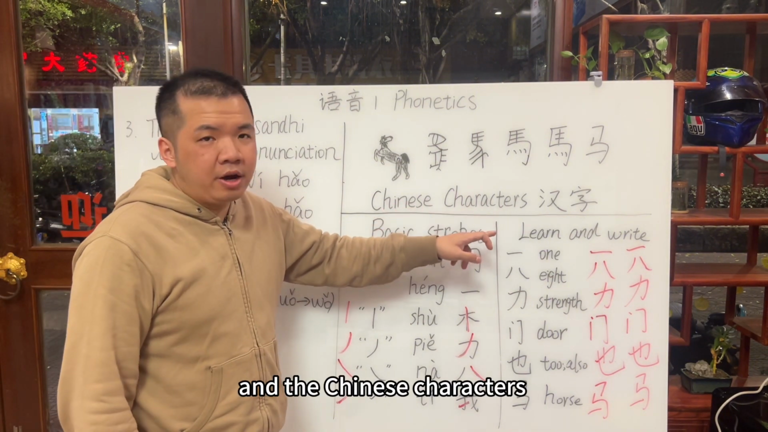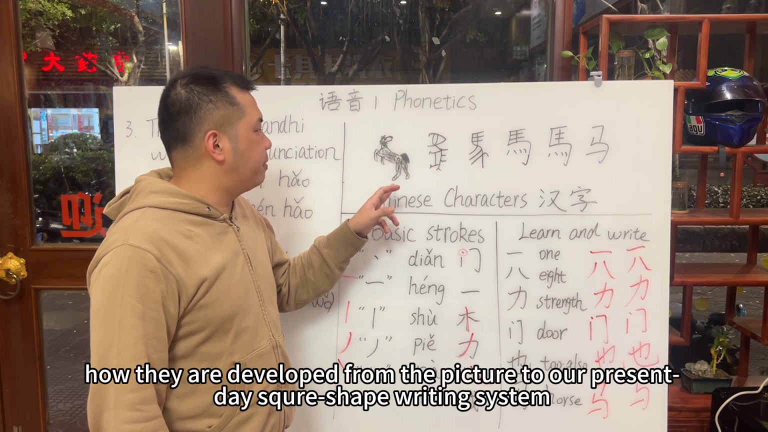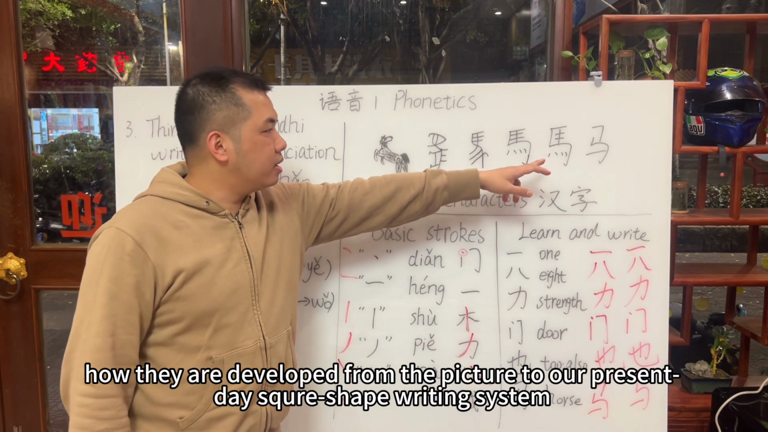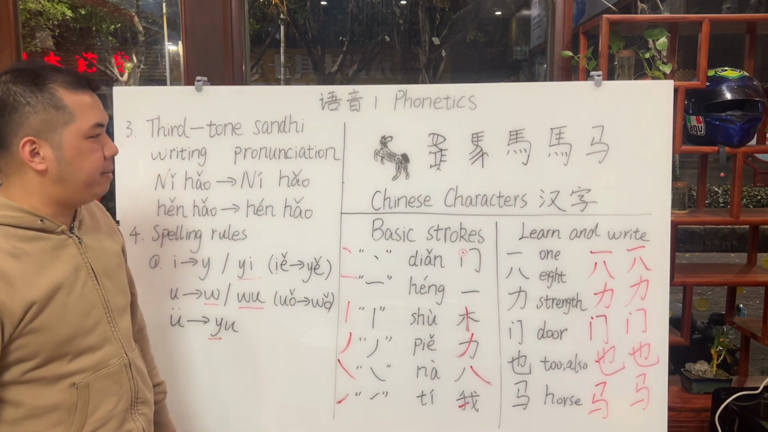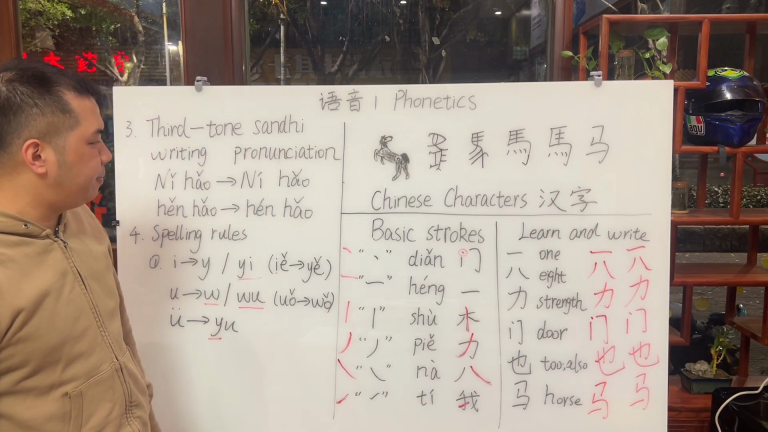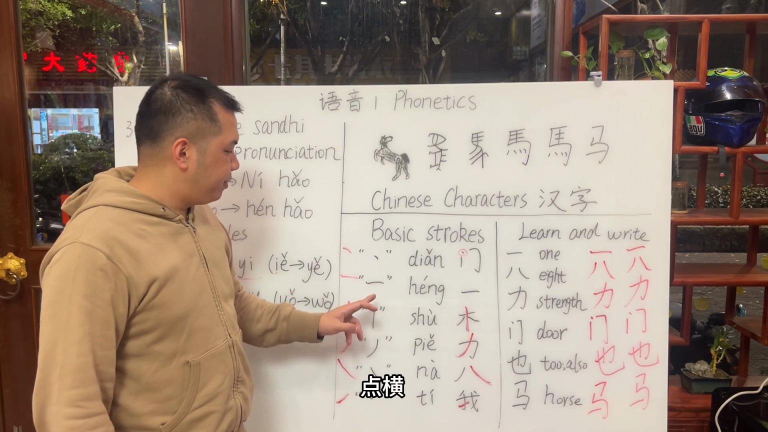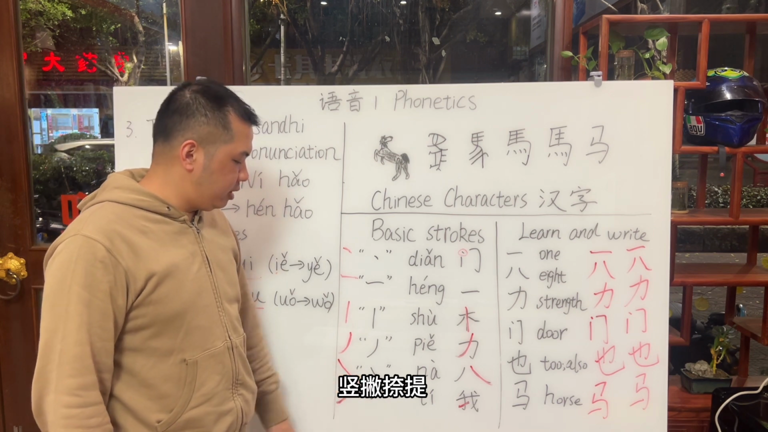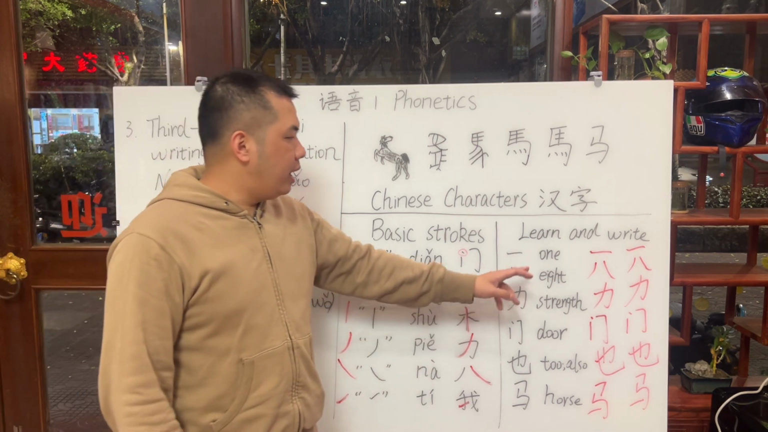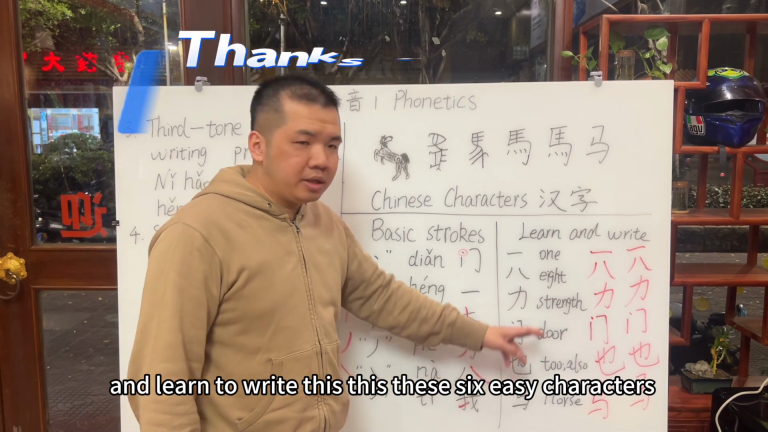And the Chinese characters, how they developed from the picture to our present day square shape writing system. And these are basic strokes: 点, 横, 竖, 撇, 捺, 提. And learn to write these easy characters.